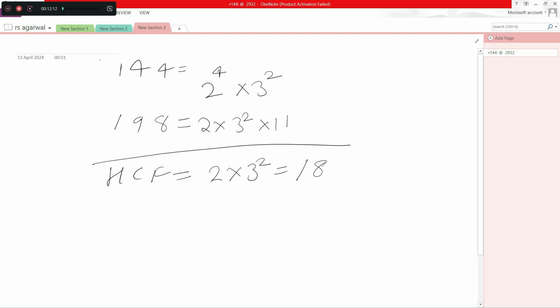Now if we talk about LCM, we'll take the 2 to the power 4, which is the highest one. After that 3 square into 11. The answer is 1584. Now the next question is 396 and 1080.